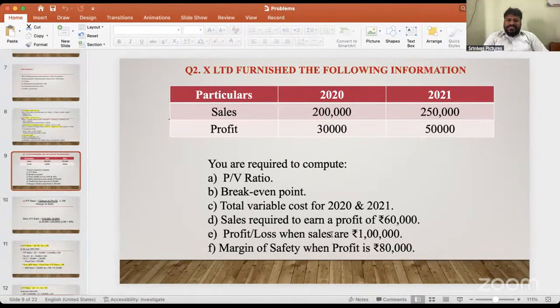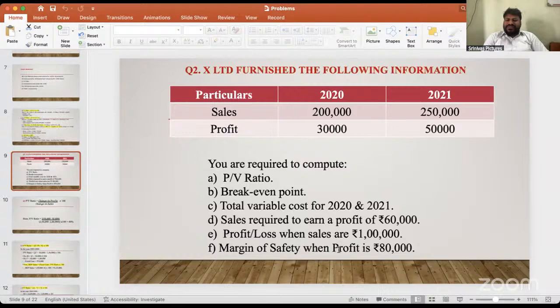What is the profit when sales are 1 lakh? Here 1 lakh is the sales and 40% is the contribution, so total 40,000, and our fixed cost is 50,000. So here there is no profit, you will get a loss only. Minus 10,000: if you sell 1 lakh, you will get a loss of 10,000.